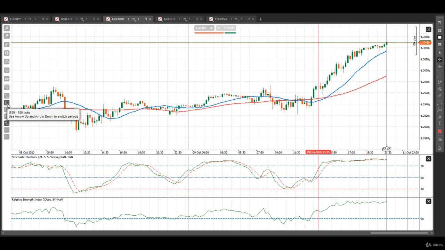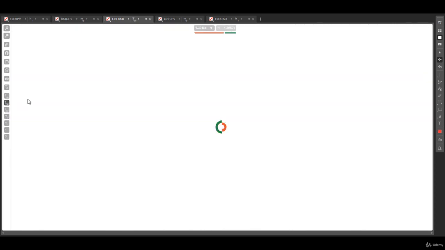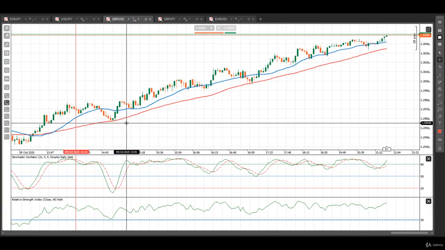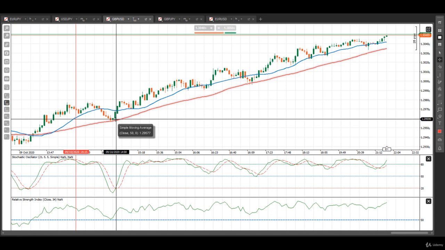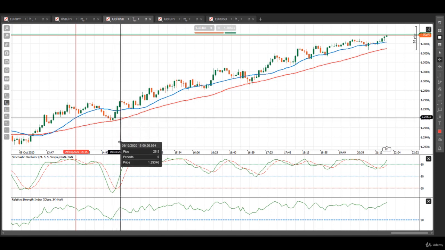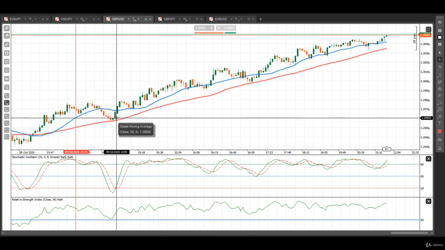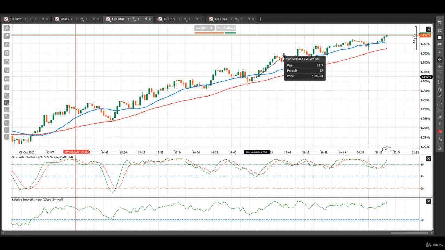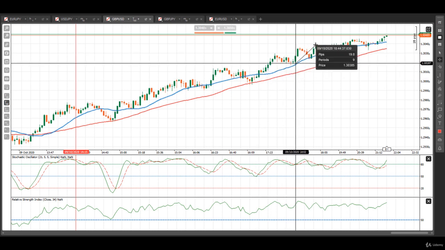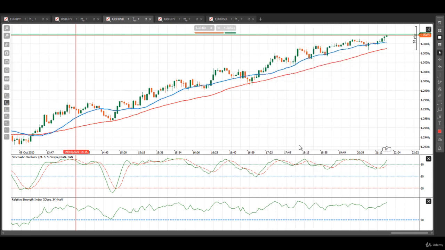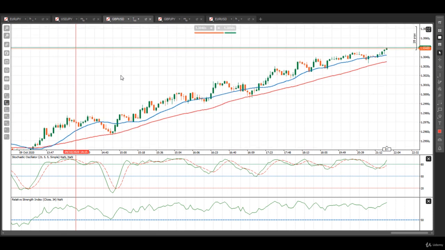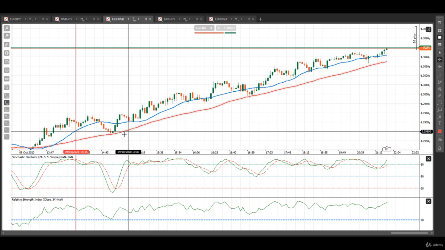Let's switch to 115 ticks to see the trades. We have one here with zero risk. We have another one here, zero risk. Another one here, another one here. Okay, a perfect trade.